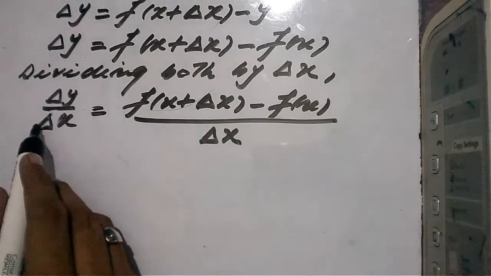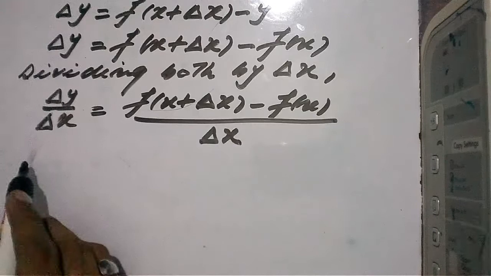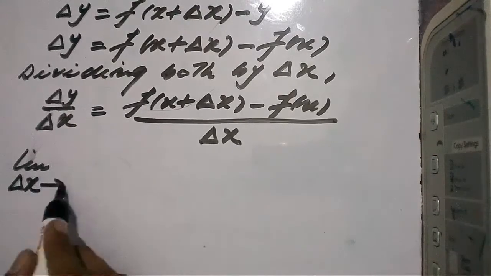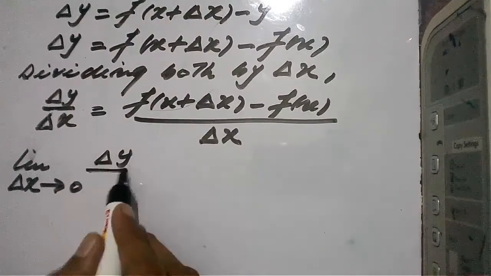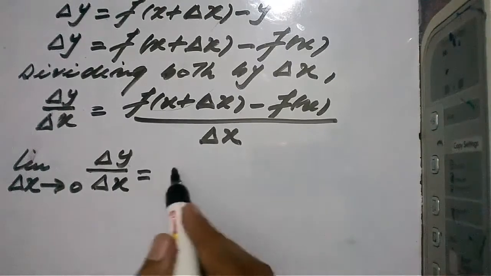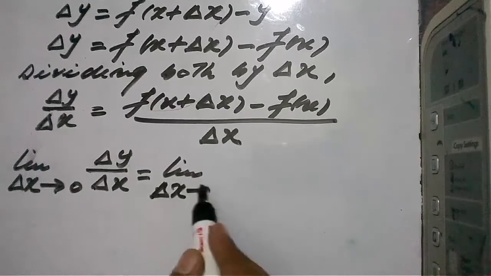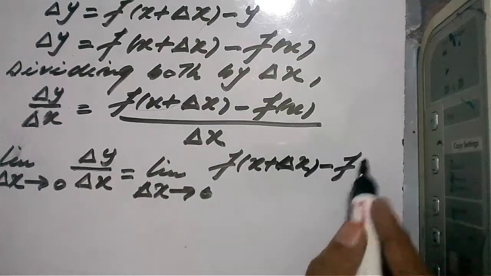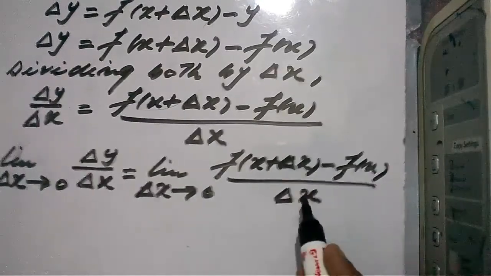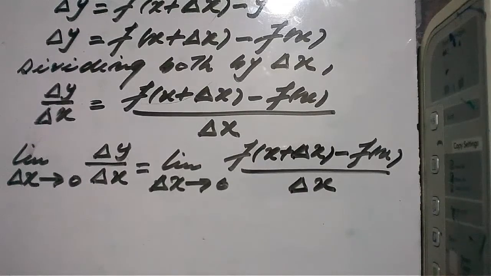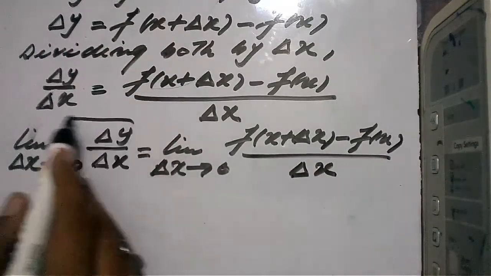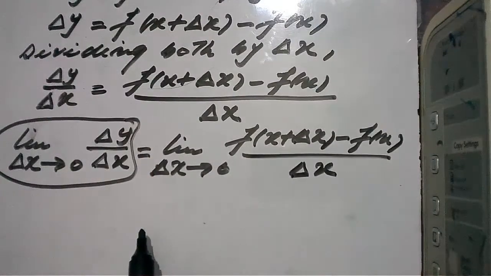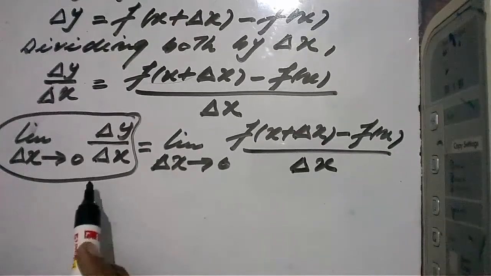Now, since delta x is a very small quantity, to show this mathematically, we used to write limit delta x tends to 0 delta y upon delta x is equal to limit delta x tends to 0 fx plus delta x minus fx upon delta x. In mathematics, we denote this expression as dy upon dx.